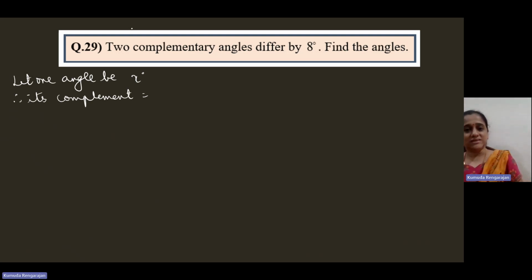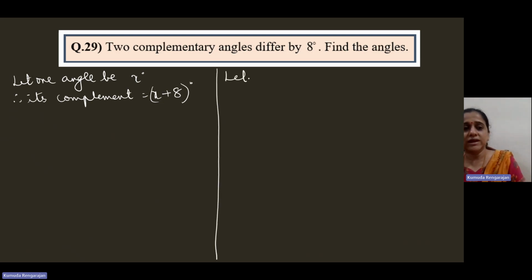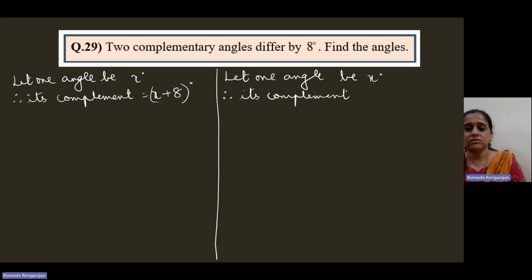In the same way here, the complementary angles differ by 8 degrees. So if x is the smaller angle, then the greater angle will be x plus 8 degrees. But if x is the greater angle, then the smaller angle will be x minus 8 degrees. Both assumptions may look different from one another, but the final answer you get will be the same. You can do it both ways. You can also do: let one angle be x degrees. Therefore, its complement is equal to x minus 8 degrees.